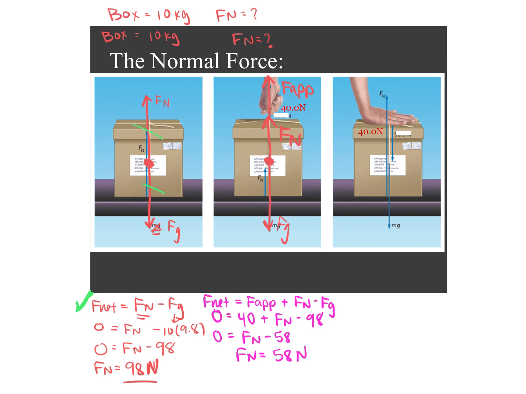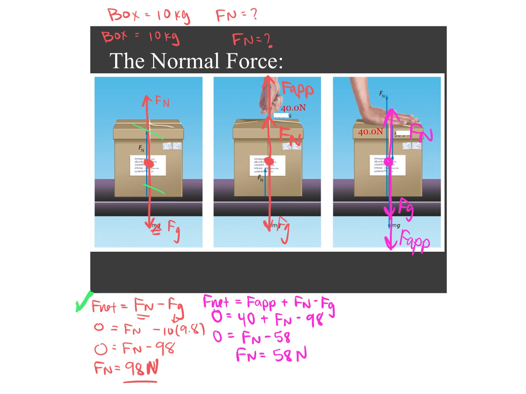Okay, in the last one, what are we doing to the object? Pushing down on it. So what can we expect for our normal force to do? It's going to get bigger. It's going to have to work harder, right? I'm applying more force to it, so it will have to work harder. So my diagram looks like this: Fg, applied because it's being pushed downward, and normal force here.